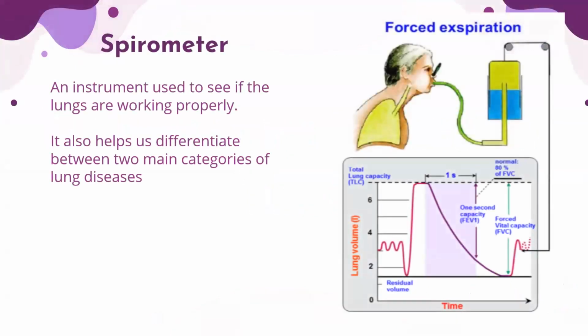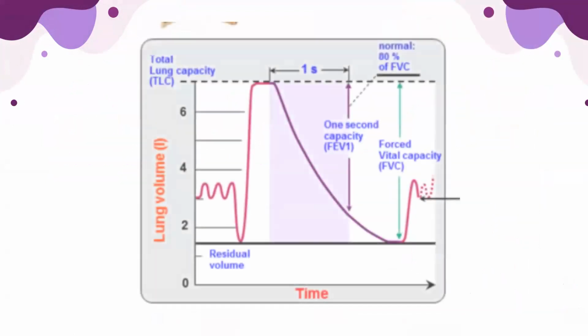So you have an instrument that we call a spirometer. This instrument is used to see if the lungs are working properly. Using a spirometer, we also measure certain parameters that help us differentiate between two main categories of diseases: obstructive and restrictive diseases. We'll talk about them in detail further as we move on with the lecture.